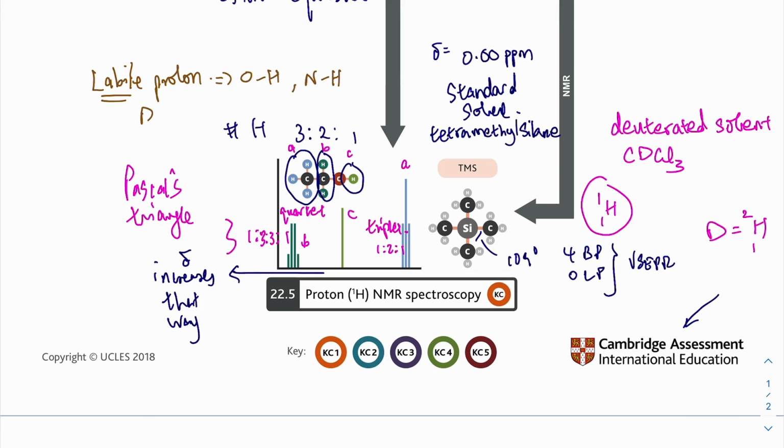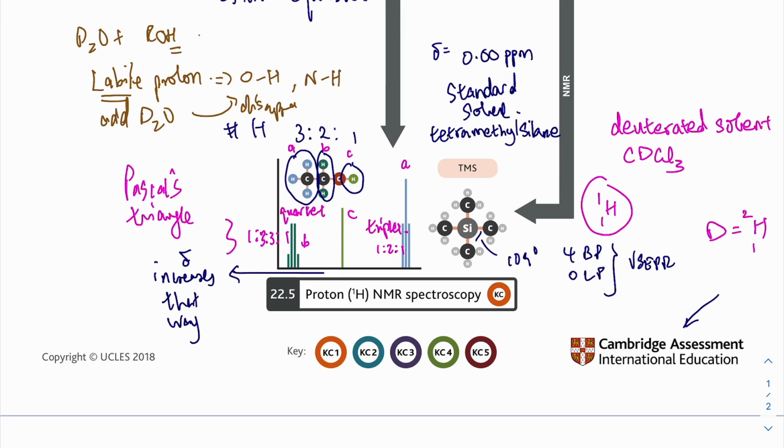So you can add D2O, and that peak will disappear. That means you will see one less signal due to the labile proton. This was OH, this is OH. So this peak will disappear if you add D2O to this compound, because D2O plus an alcohol.